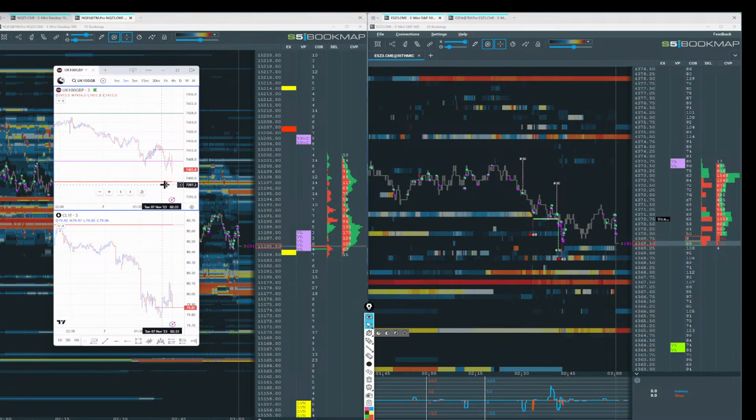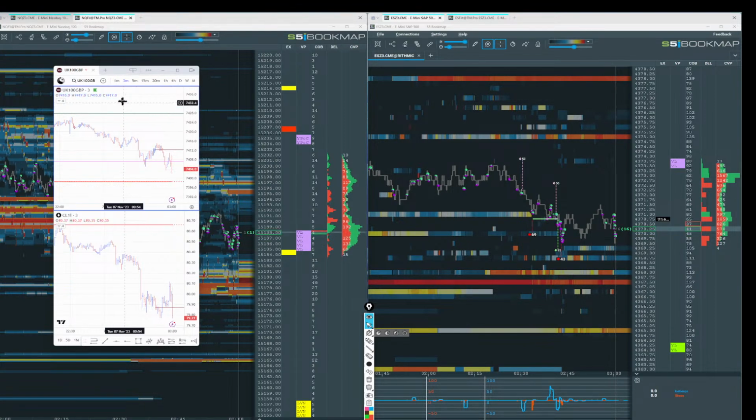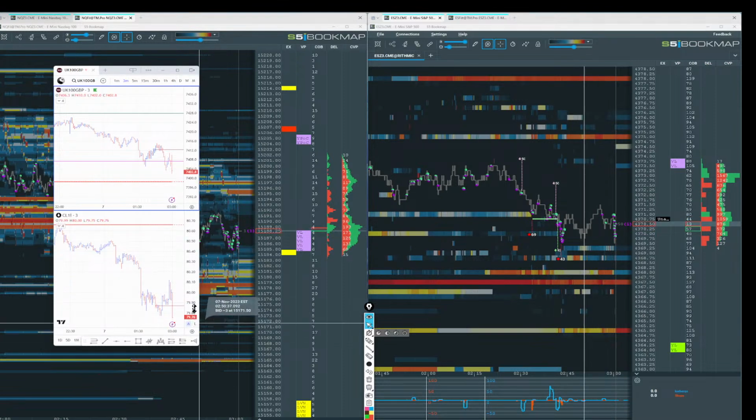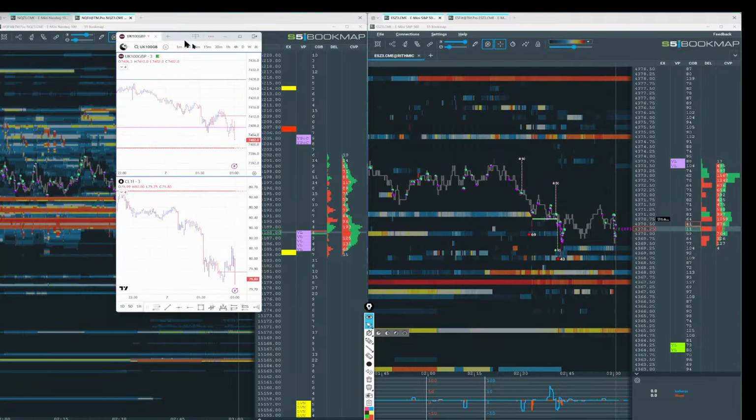FTSE's not quite at its lows yet. Yesterday's low in FTSE is over here. So because this is the driving open market right this second, we shouldn't get too surprised if they do have a drive down to that low at some point. And oil has come down a lot in the last few days, so we've finally ticked below $80 again.